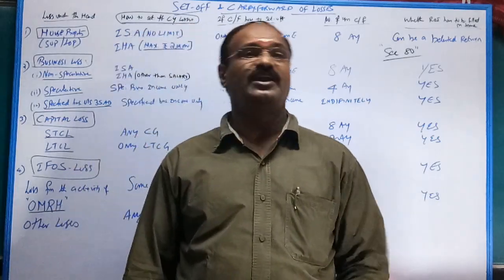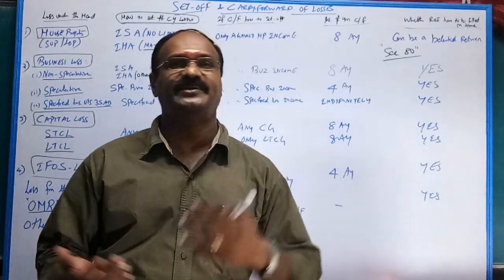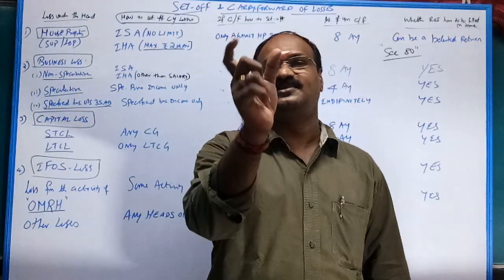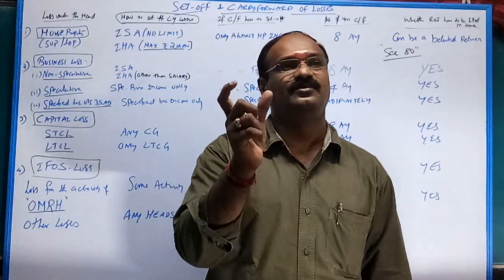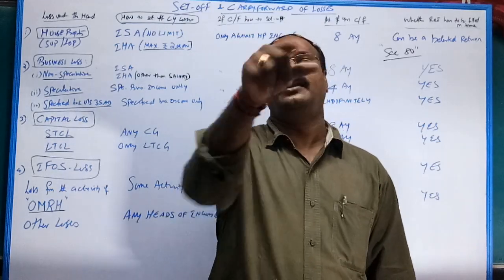Okay, suppose you are unable to set off the full amount. Say this loss is 20 lakhs and the other business income is say 10 lakhs. So you set off this 20 lakhs with this 10 lakhs. Still there is a loss of 10 lakhs. So if you are unable to set off inter-source, don't worry, come to inter-head.